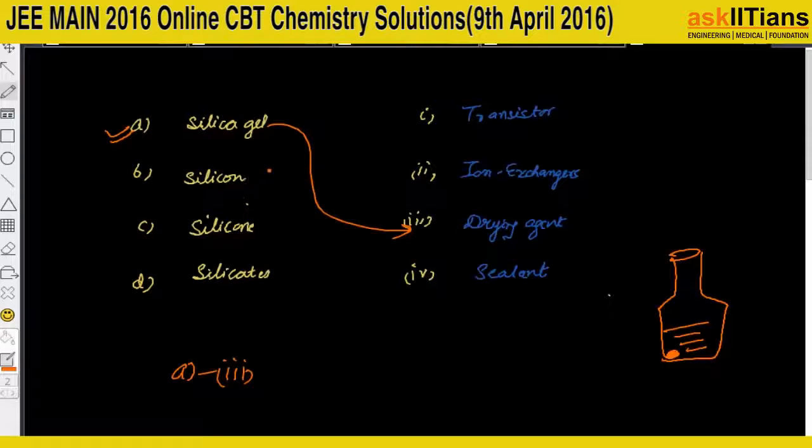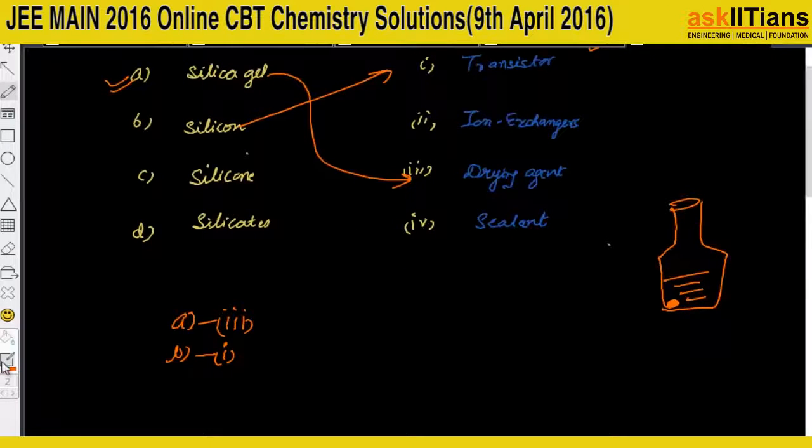Now coming over to the silicon, we know that it is used in transistors. So we know that you use p block elements in the transistors. This must be studied in physics also. So we can very easily say that option number B should be linked with option number 1.